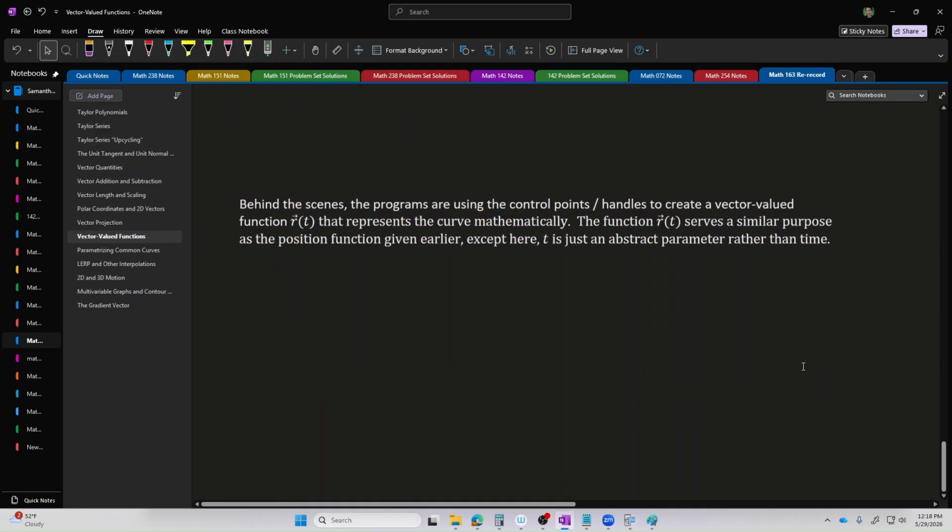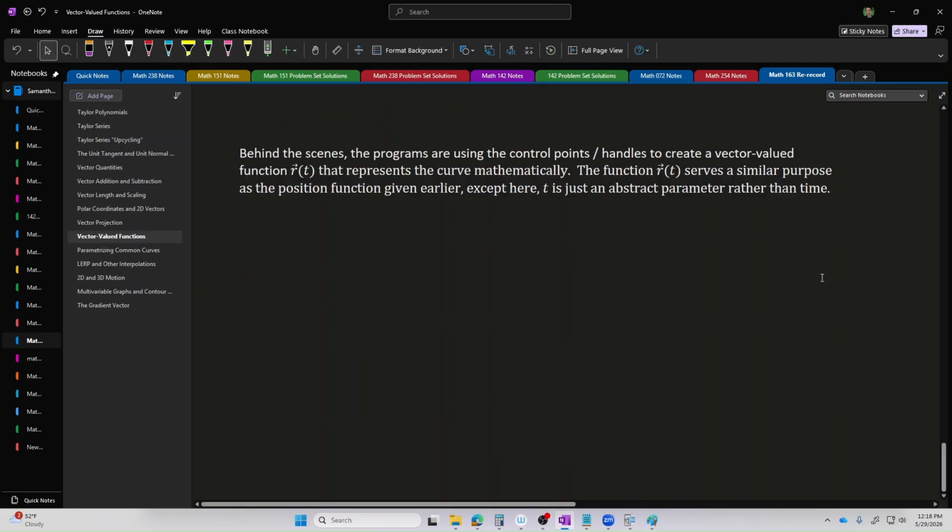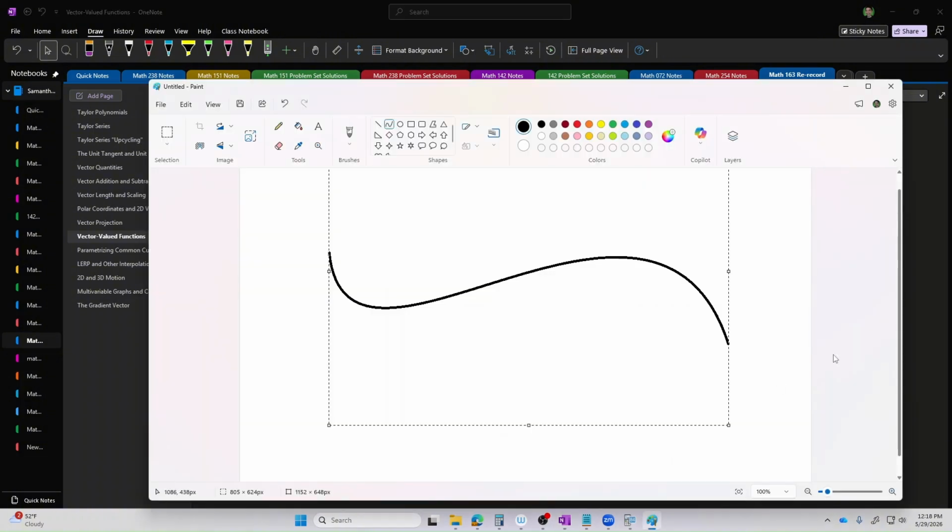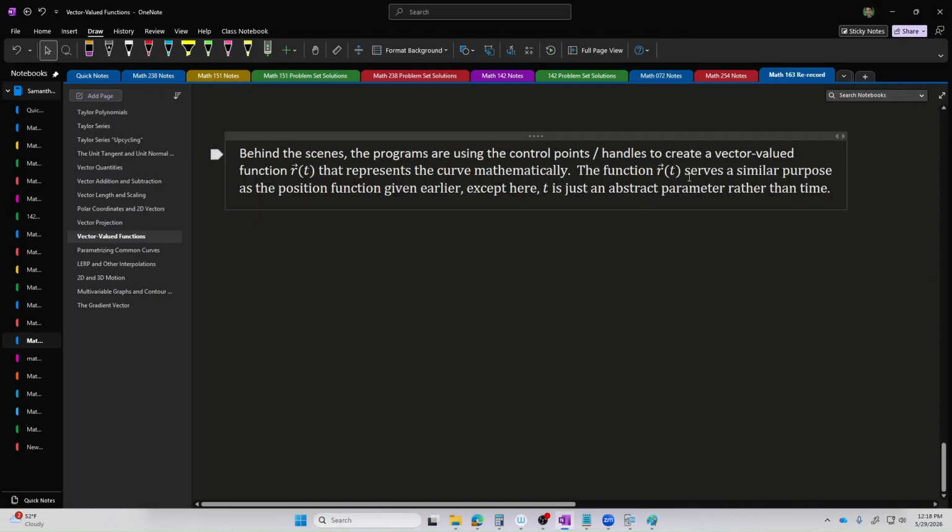The only difference between those is that when you're dealing with position, t represents an actual time, whereas when you're representing a curve mathematically, there's no sense of time here, right? This is just a shape. And so in this context, the input t represents just an abstract input or an abstract parameter rather than time.